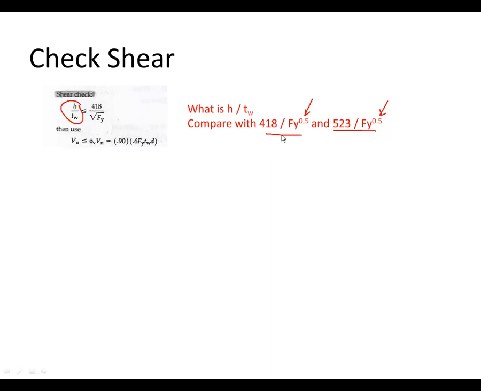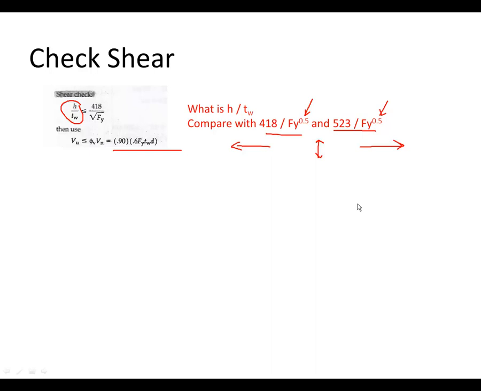And recall that if I am less than 418 over square root of Fy, then I'm case 1, and that gives me a certain equation that I can use. And that equation is actually shown here on this example. If I'm greater than 523 over the square root of Fy, then I'm actually case 3. That was a different equation that we put on the board. And if I'm somewhere in the middle right here, that brings up case 2, and that would be a different equation.